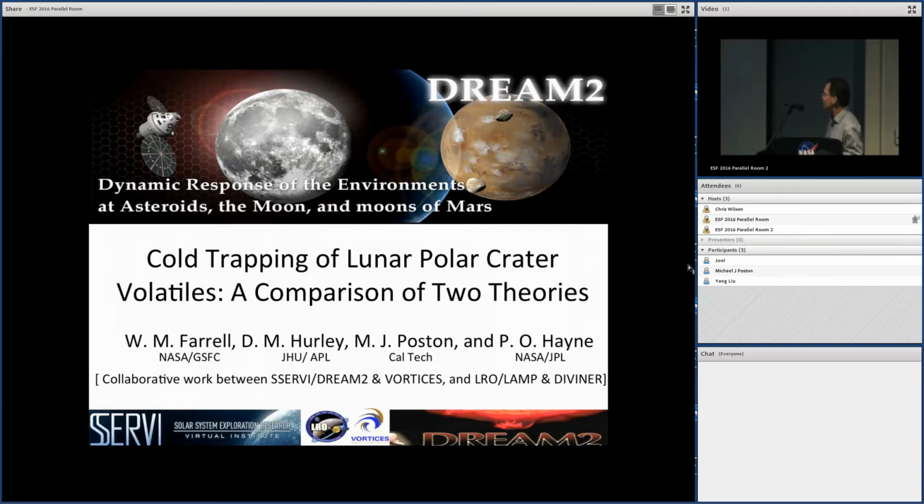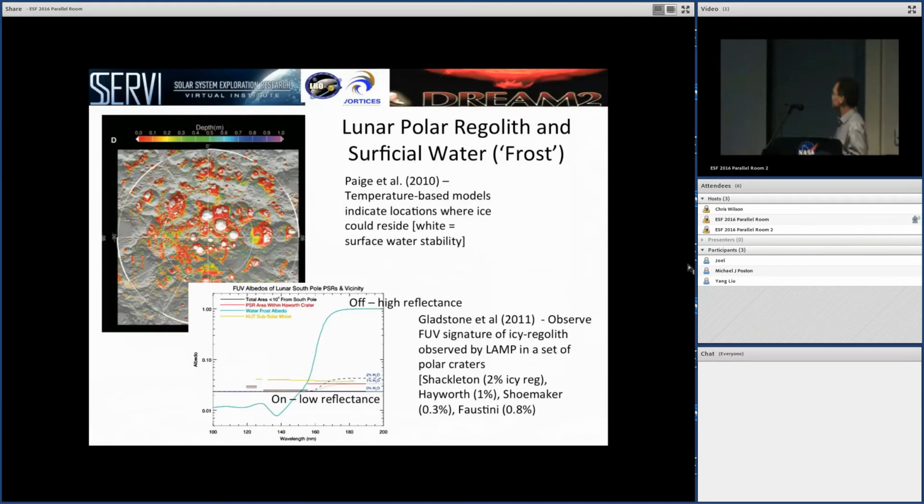So in fact, what we did is we got together a consortium of groups from all of this, with Dana Hurley having a professional wave function that covered all of us here, and we're trying to make these two theories come together and see where they overlap, or if they overlap at all. And of course, what we're talking about here is this officially water. I call it frost. Maybe I shouldn't, but it's this few percent mix in the regolith that is present.